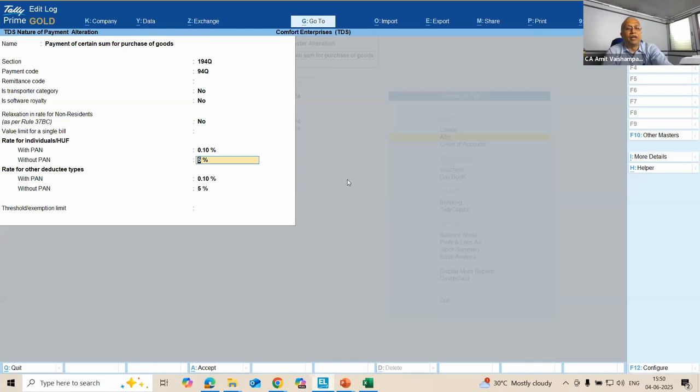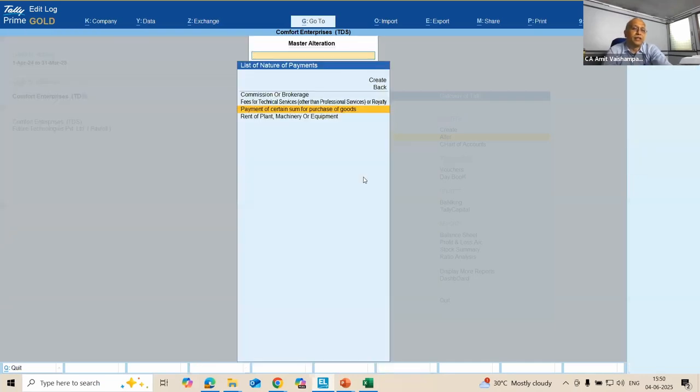Friends, please remember 194Q and 206C1H operate against each other. It's a mirror requirement. If the person who has raised the invoice has already raised a TCS under 206C1H, then you're not required to do 194Q. Assuming that the supplier in this case has not done 206C1H, 194Q is what will be required. So this is what you have to create as a nature of payment.